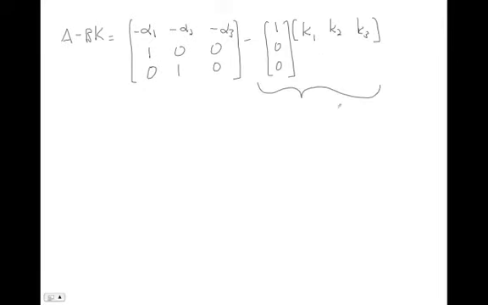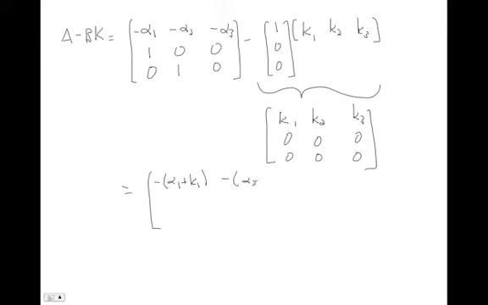And I explicitly do this math, I get something that looks like k1, k2, k3, and these are all zeros. And then if I take this matrix and subtract that matrix, what I get is something that looks like minus, and I'll group these things, alpha 1 plus k1, and minus alpha 2 plus k2, and minus alpha 3 plus k3. I get 1, 0, 0, 1, 0, 0. And I realize that after I do this, my new matrix, this is my new A matrix, which equals A minus BK, my new matrix is also in controllable canonical form.